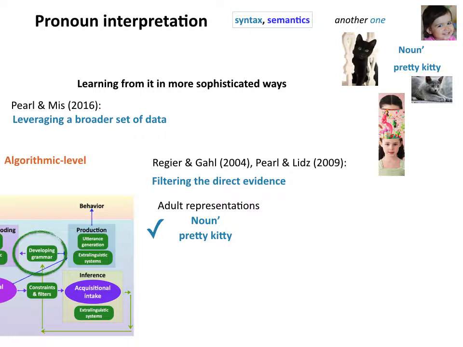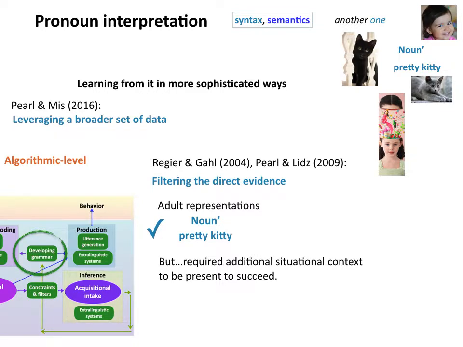So what happened was they ended up with very adult-like representations for how to interpret anaphoric one. They converged on the idea that its antecedent ought to be category N-bar, which is the adult representation, and in the context of "look, a pretty kitty, do you see another one," they picked the antecedent to be "pretty kitty," just like kids did.